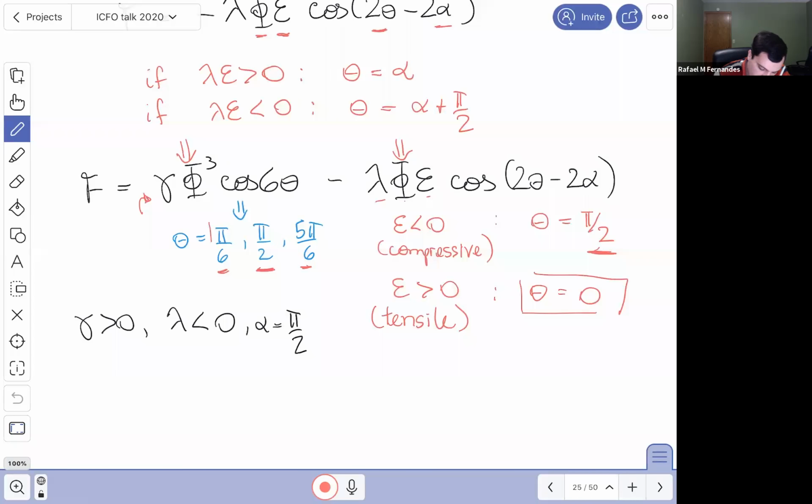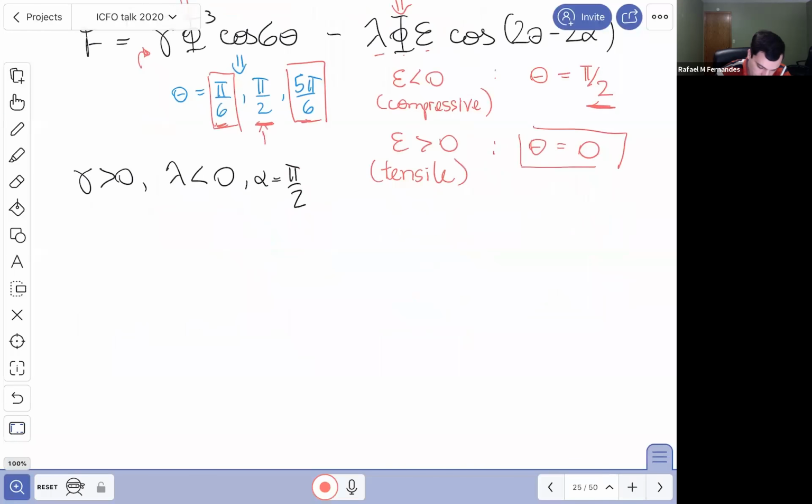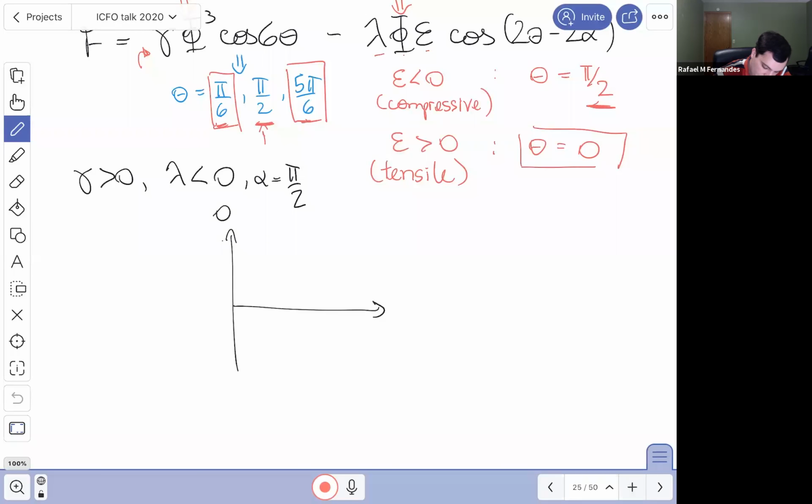So what you're trying to do is move your theta towards one of these two other director values. Because again, if I try pi over 2, I have to pay too much energy in this term. But pi over 6 and 5 pi over 6 is a good compromise. So what the director starts doing, if I plot theta as a function of temperature, is that I expect to start here at 0.